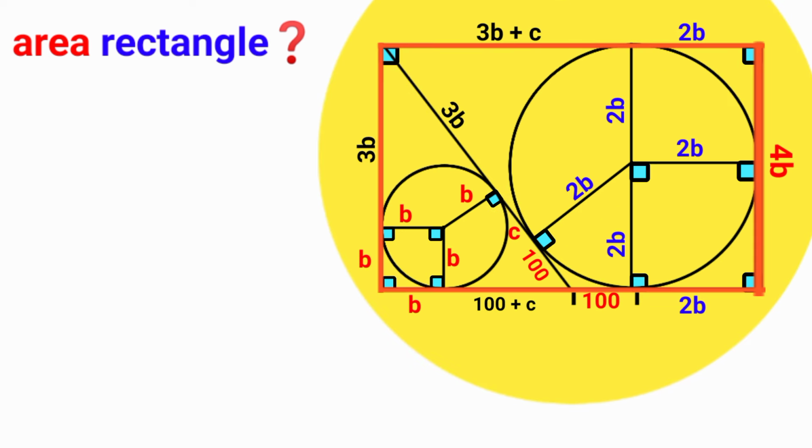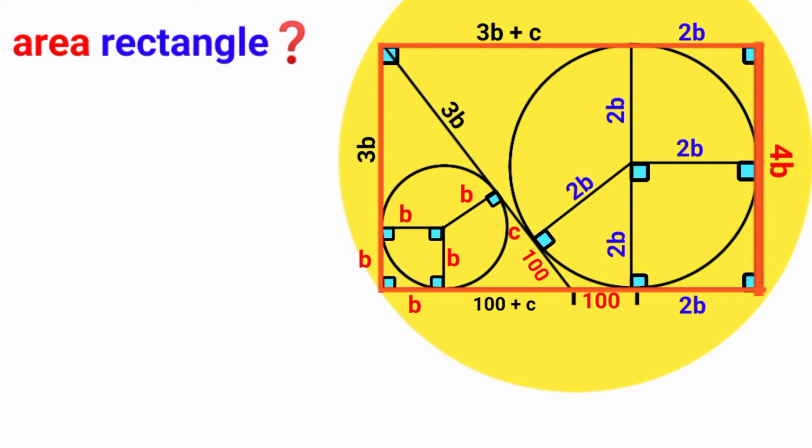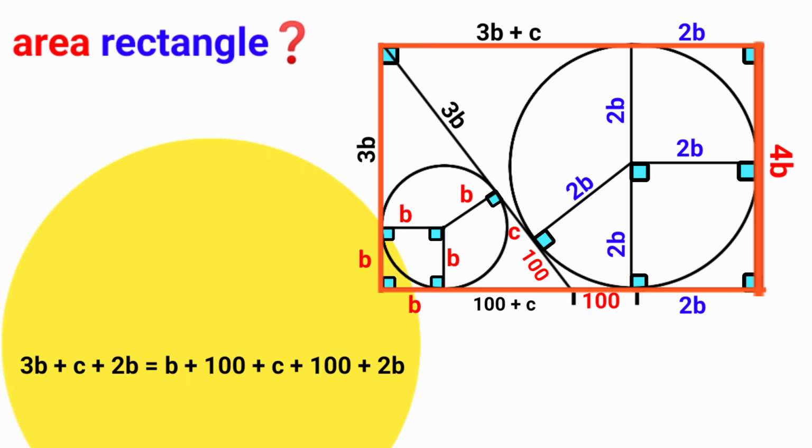Now back to the rectangle. We know opposite sides of a rectangle are equal. So this side and this side are congruent. But this side is divided into two segments, which are this and this, while this is divided into four segments: this, this, this, and this. So since they are equal, the sum of this 3b plus c and this 2b must be equal to the sum of this b, this 100 plus c, this 100 and this 2b. So 3b plus c plus 2b equals b plus 100 plus c plus 100 plus 2b.